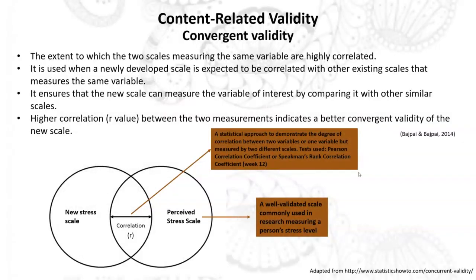Okay, convergent validity, the third validity. Convergent validity means the extent to which two scales measuring the same variable are highly correlated. What does this sentence mean?